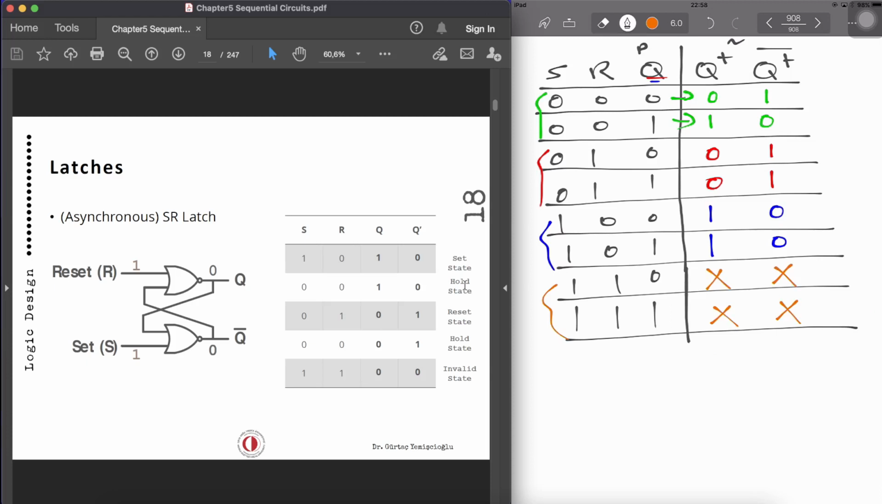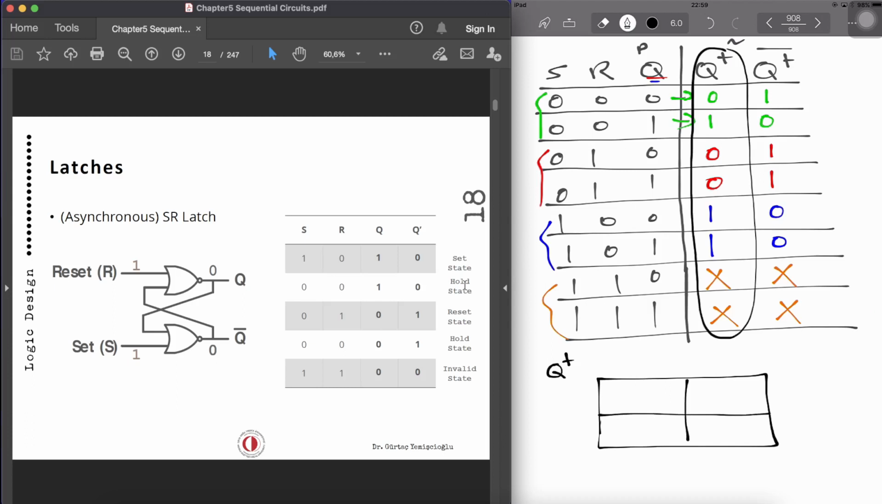So we put X's. Now, in order to derive the next state equation for Q, I have to draw a Karnaugh map for Q next, and put everything into the Karnaugh map. So we are going back to chapter 3 again. We have to know the Karnaugh maps. And 0, 1, 0, 0, 4 is 1, 5 is 1, 6 and 7 is X.